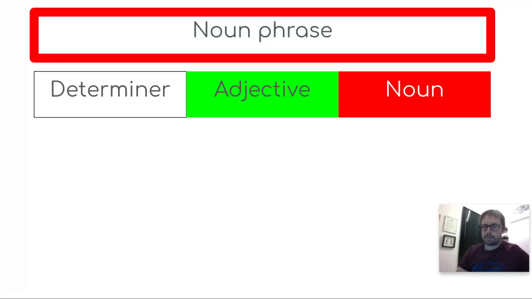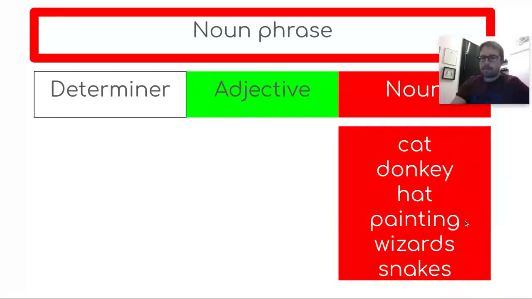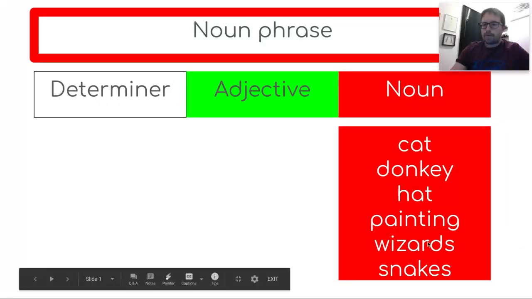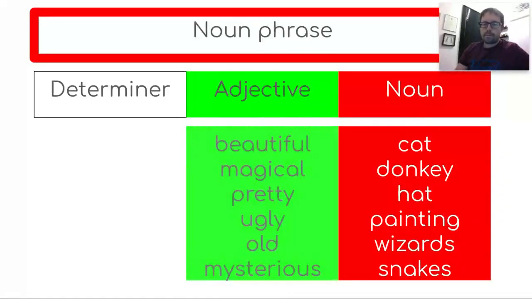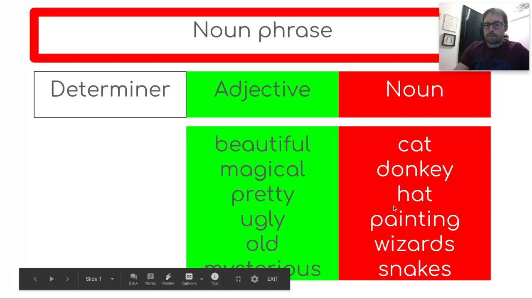So let's fill this in with some examples. We could have cat, a donkey, a hat. We could have a painting. I'm going to move myself up there. We could have wizards. Notice it's now plural, so it's not just one wizard, it's a plural noun, wizards, and same for snakes. So let's just bring some adjectives in to describe my nouns. We've got beautiful cat, magical donkey, pretty hat, ugly painting, old wizards, and mysterious snakes.